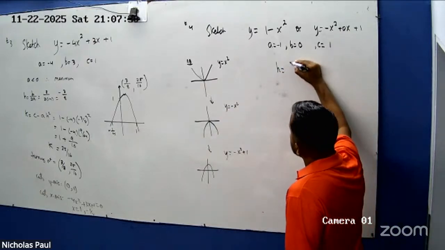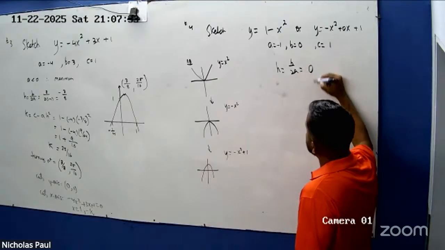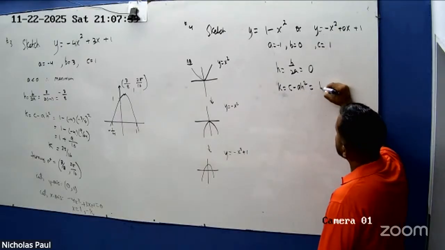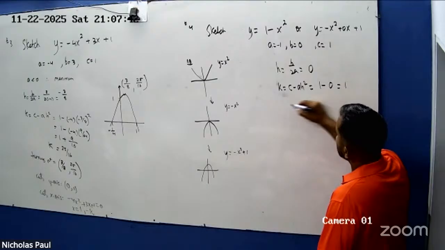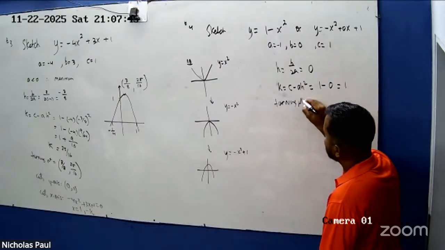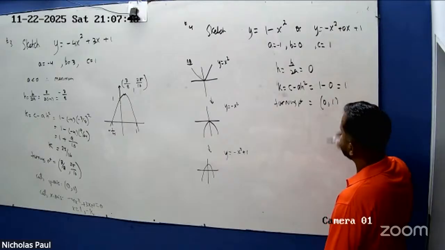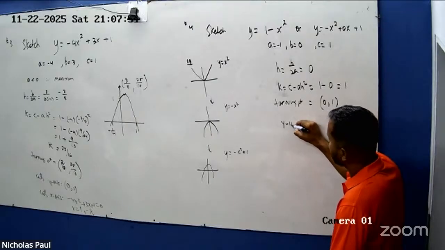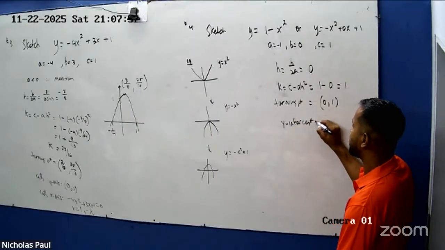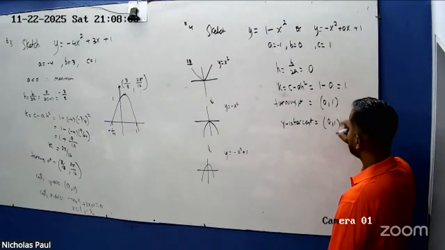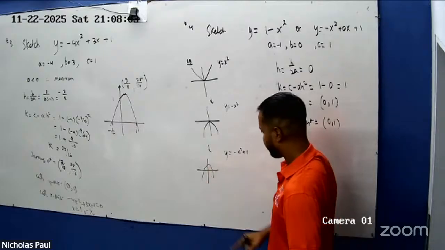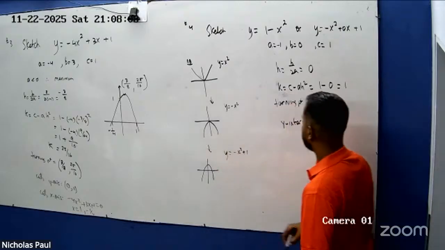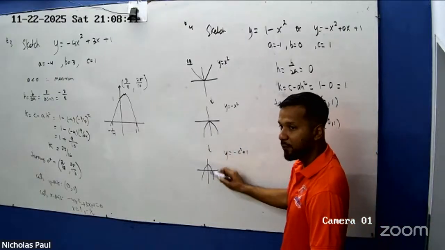So h is b on 2a. I got h to be 0. Then k is equal to c minus a squared, so that's 1 minus 0. What that means is my turning point is (0, 1). Now that I know my turning point, I can find the y-intercept. So my y-intercept is (0, 1). These two are the same, and you can see here that the y-intercept and the turning point are the same thing.